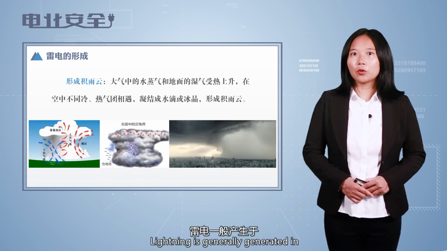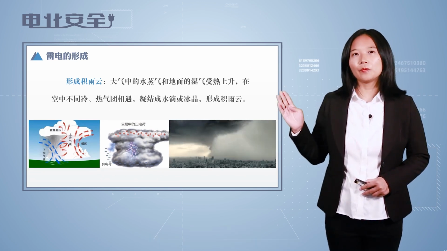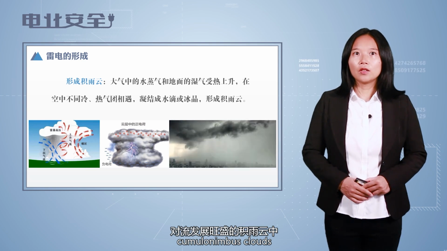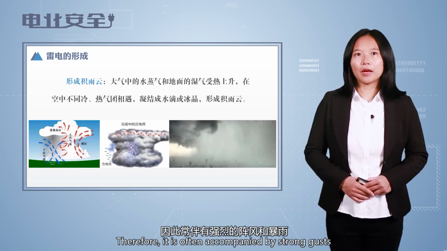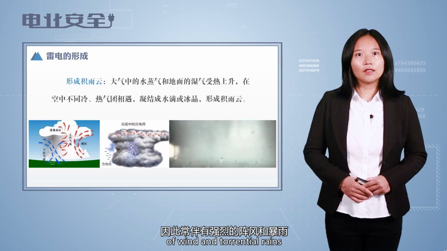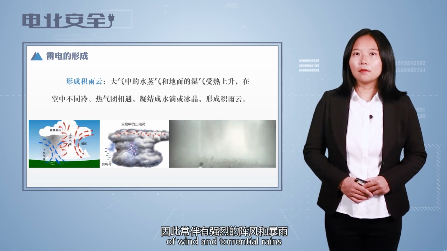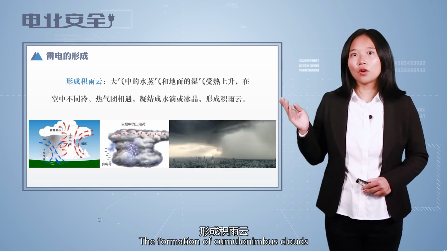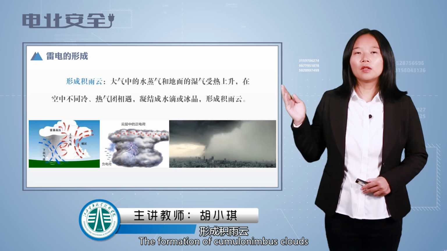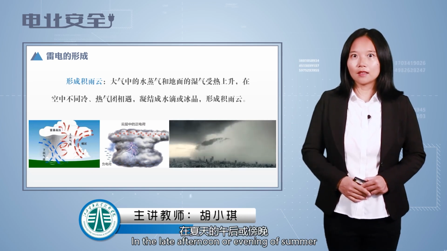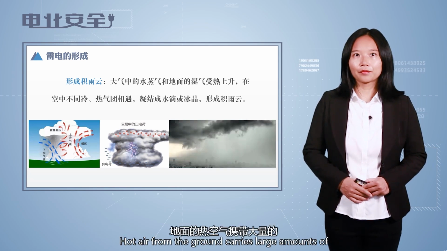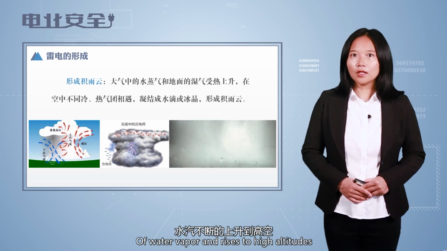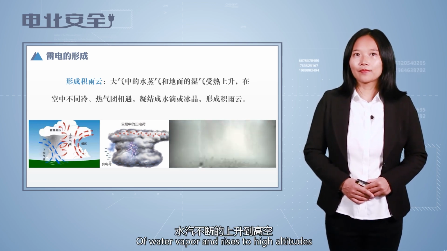Lightning is generally generated in convective development of strong cumulonimbus clouds. Therefore, it is often accompanied by strong gusts of wind and torrential rains, sometimes accompanied by hail and tornadoes. Cumulonimbus clouds form in the late afternoon or evening of summer. Hot air from the ground carries large amounts of water vapor and rises to high altitude.